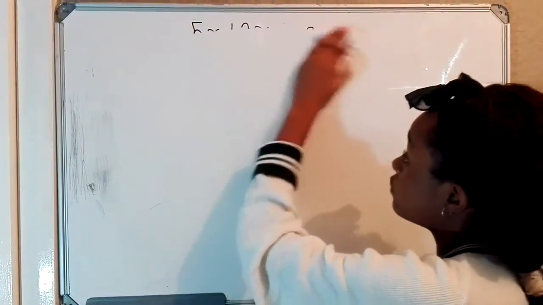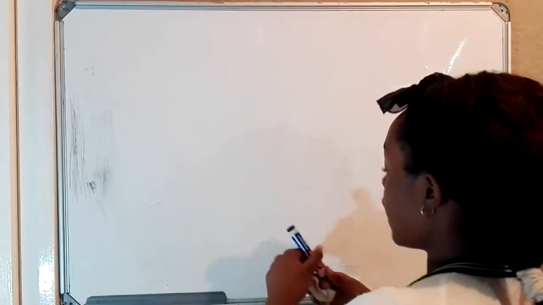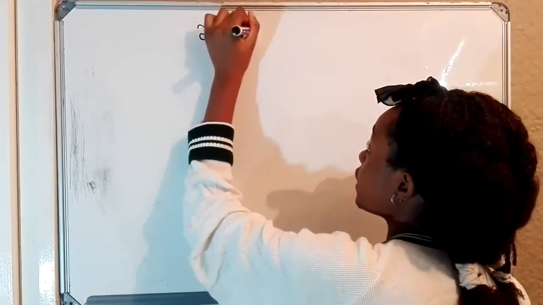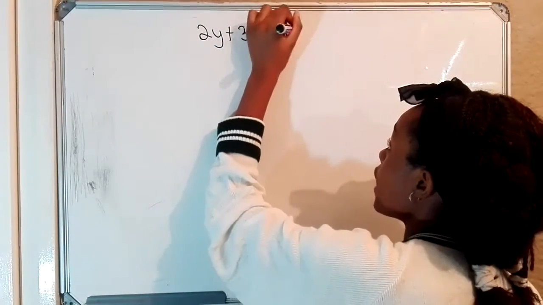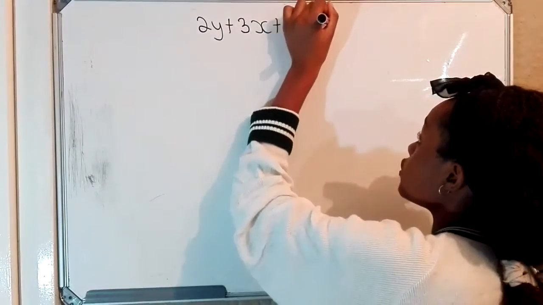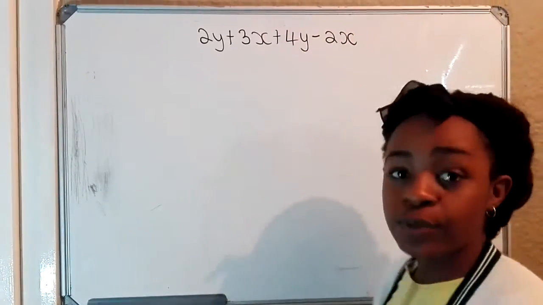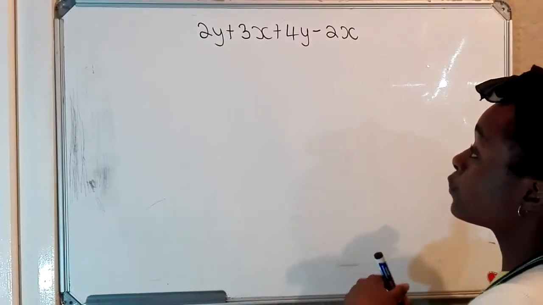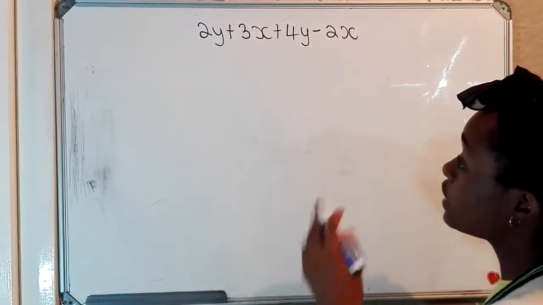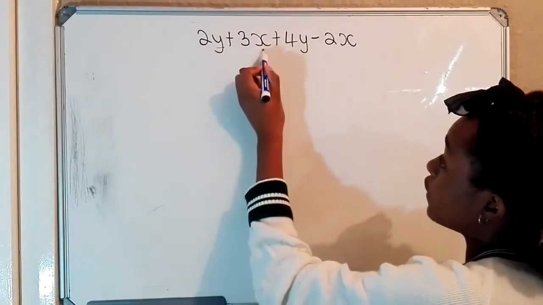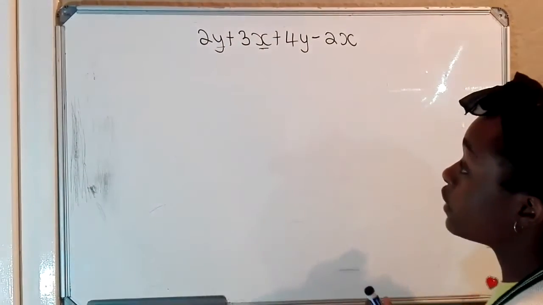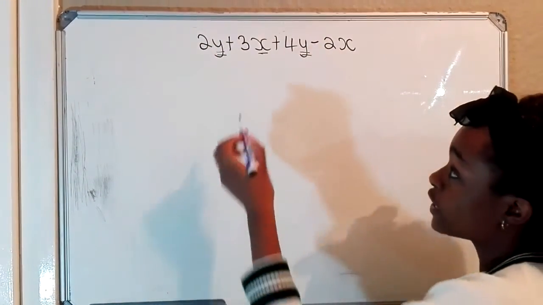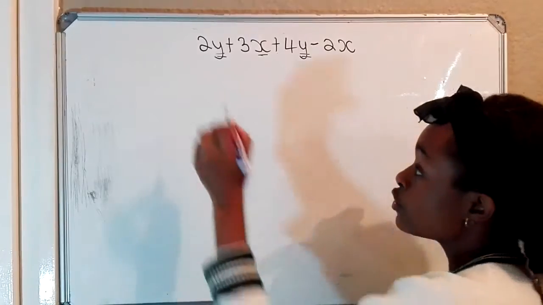Let's move on to the next one. What if you have 2y plus 3x plus 4y minus 2x, okay? Feel free to pause this video and try this on your own. So like in the previous ones, we need to add or subtract like terms, and we see that we have two different variables. We have y and we have x. So we can add the like variables. So we have two y's over here, so we can add them, add or subtract, but because there's a plus, we'll add. So we'll add the coefficients.